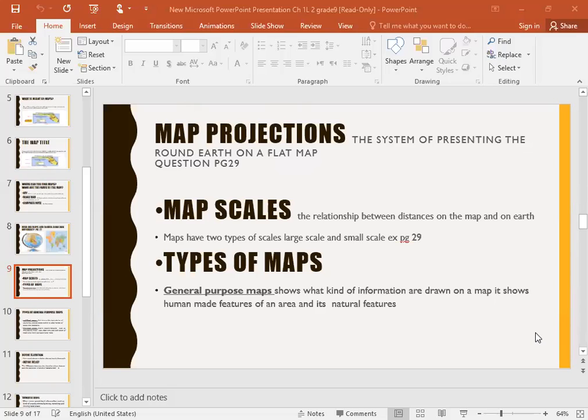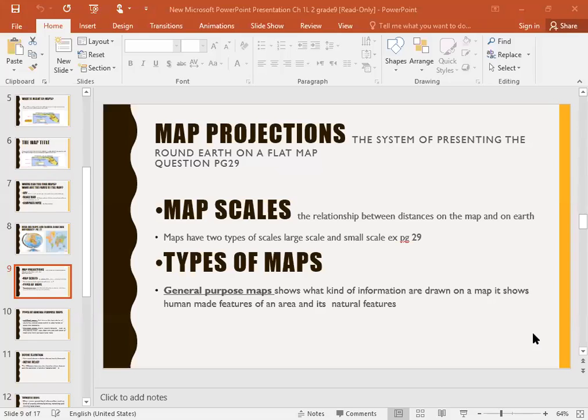Also, we have the map scales. As I told you before, map scales show the relationship between distances on the map and on Earth. Maps also have two types of scales. We have large scales and small scales. Large scales cover the smaller areas, but small scales cover the larger areas.